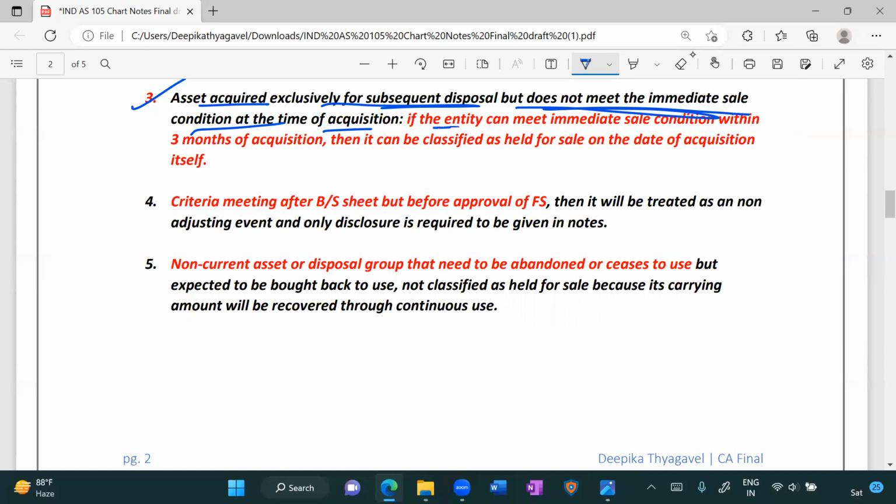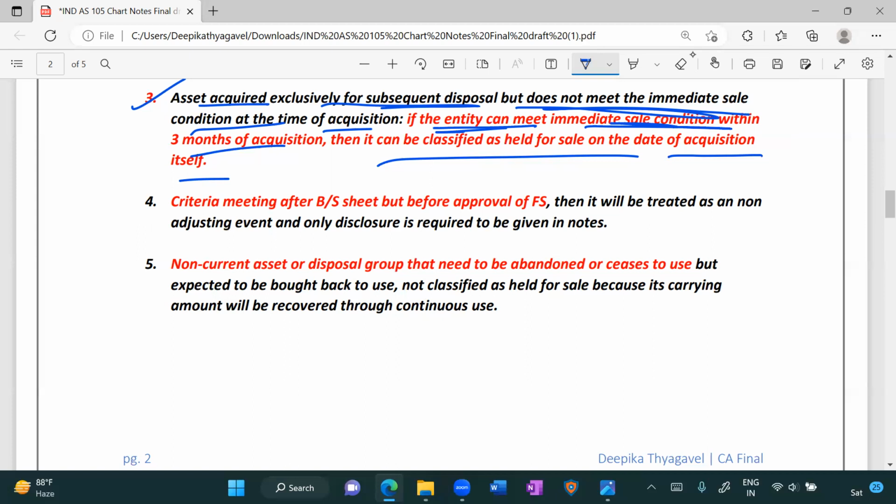If the entity can meet the immediate sale condition within 3 months, then it can be classified as held for sale on the date of acquisition itself, right? Immediately, yes, it is not held for sale, but within 3 months, the entity is sure that it will come to the condition of held for sale, and the asset was acquired with the intention for subsequent disposal. Then if the condition can be met within 3 months, you can classify it as held for sale.